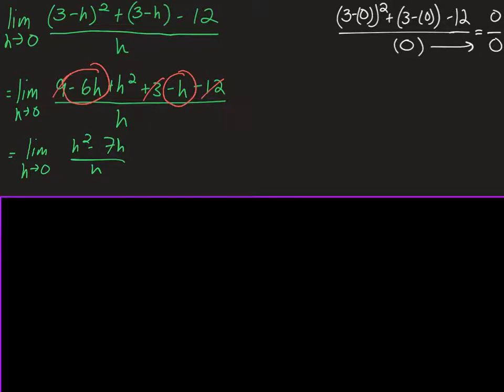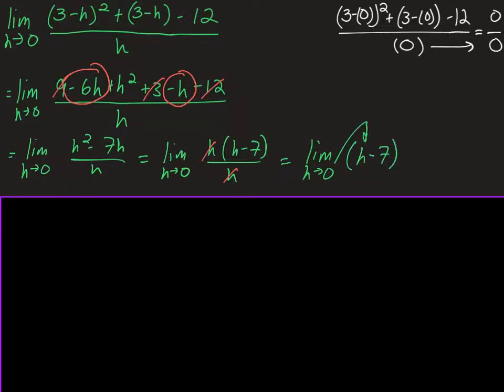From here, there is a very sneaky factor and cancel happening. You'll notice that each term in the numerator has an h in it. So if you common factor an h, you can then see that the h's here will cancel, leaving you with the limit as h approaches 0 of h minus 7. You can then directly substitute the 0 in for the h and get -7.